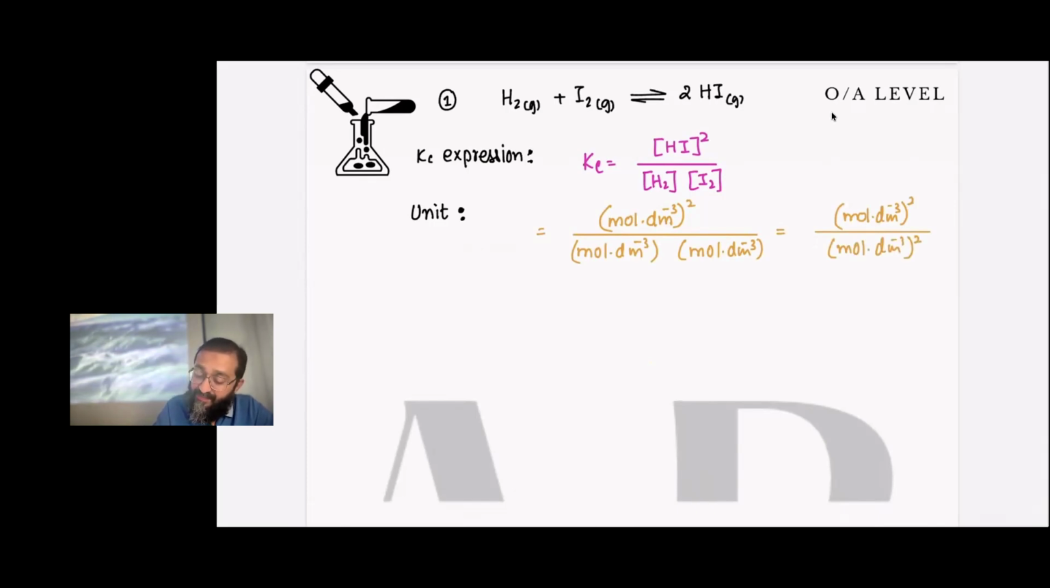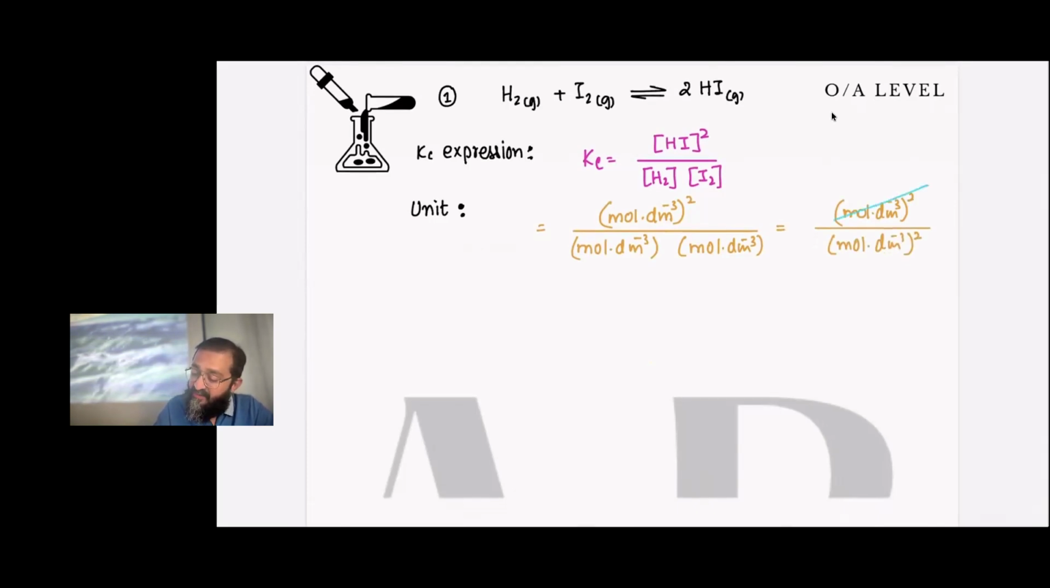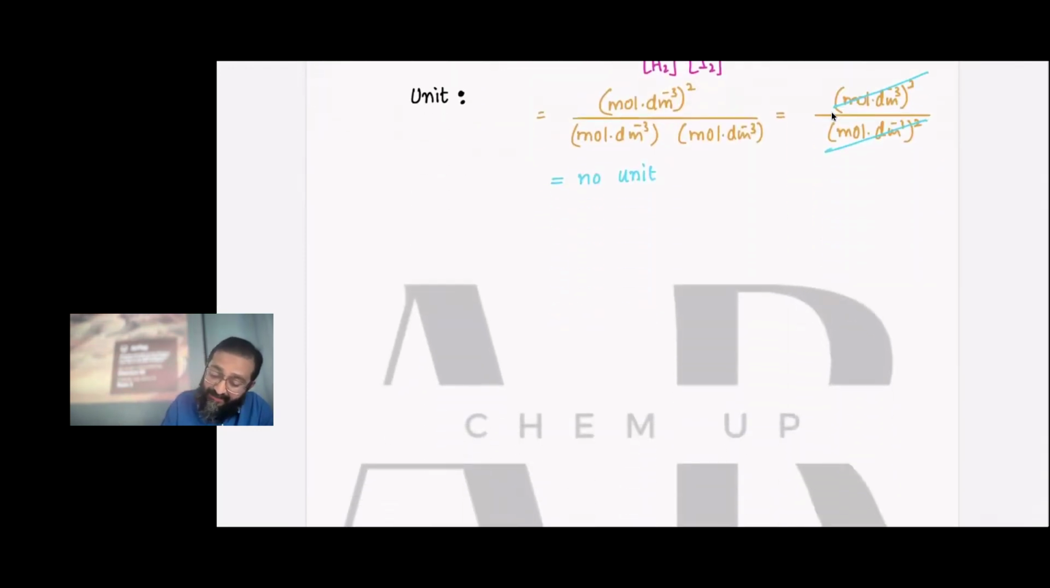So these two are going to cancel out, and we have no unit for Kc specifically for this reaction. For every reaction, the Kc has a different unit, and we need to derive it every time. Is this clear? Yes, sir. Yes, Nail. Yes, Ahmed. Okay. Now part 2.